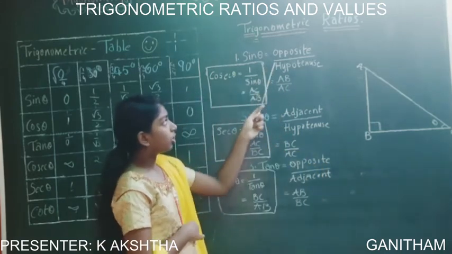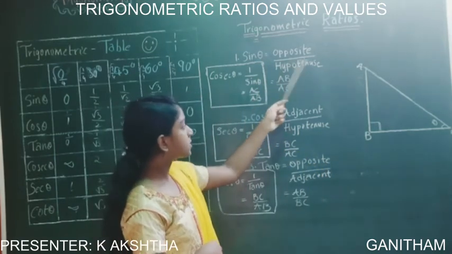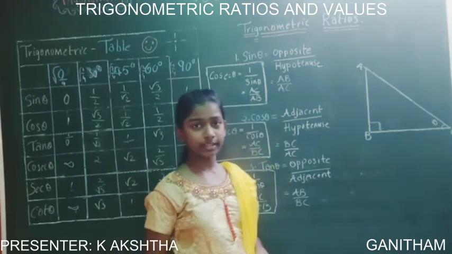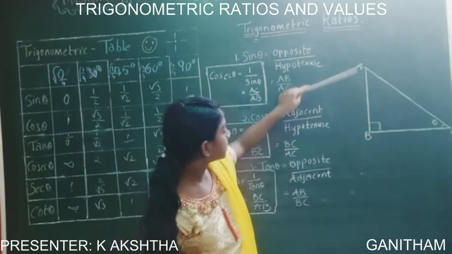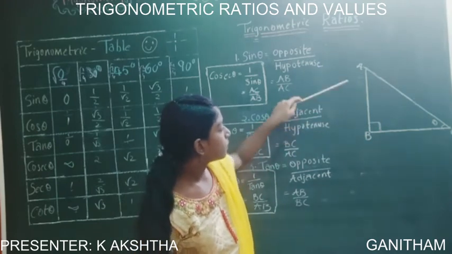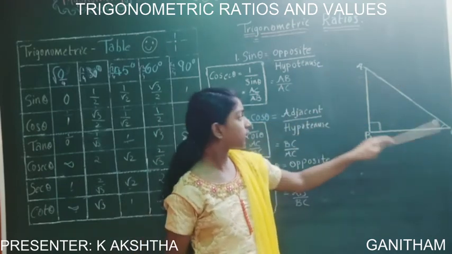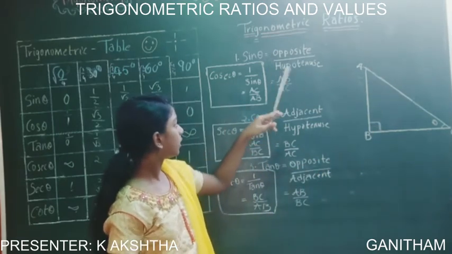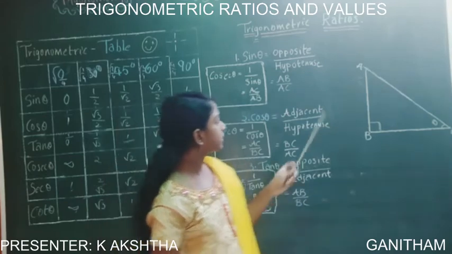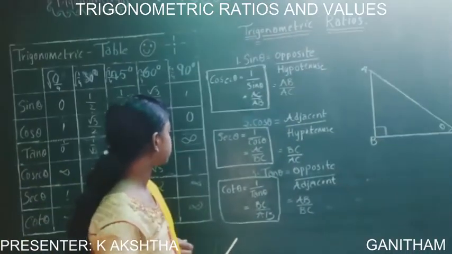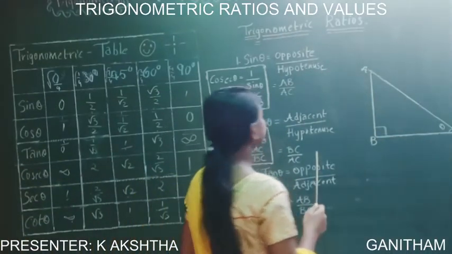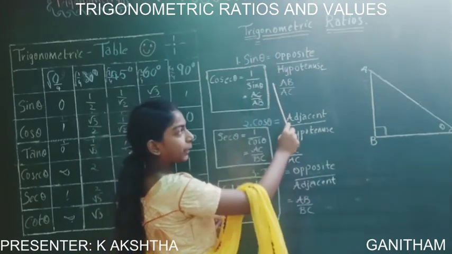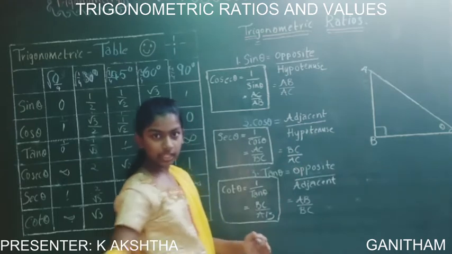So sin theta is equal to opposite side by hypotenuse. For theta, the opposite side is AB, and this is the hypotenuse, so I have written AB by AC. So this was it, guys. The value of sin theta in the right angle triangle is AB by AC.